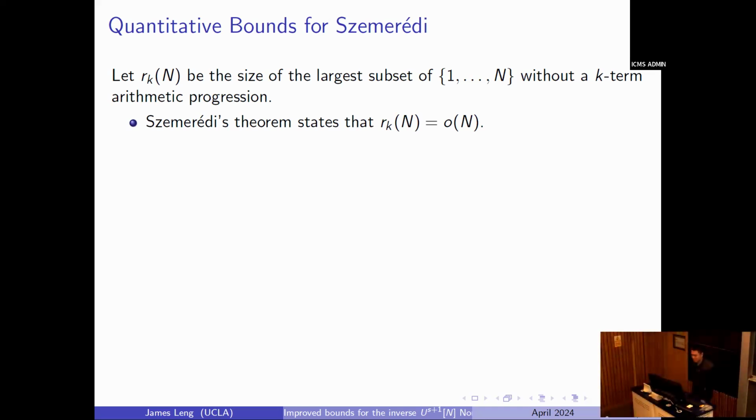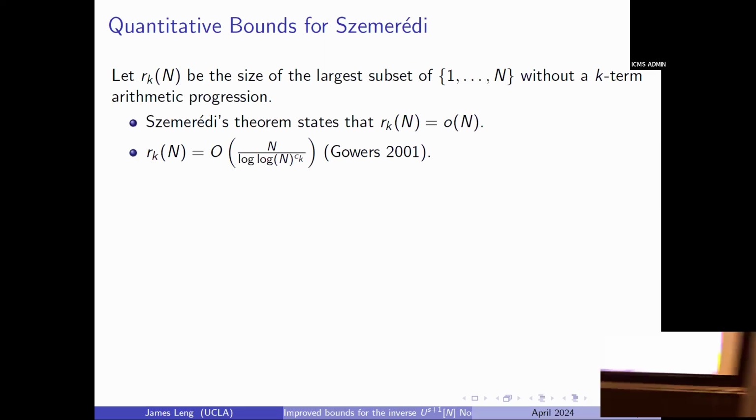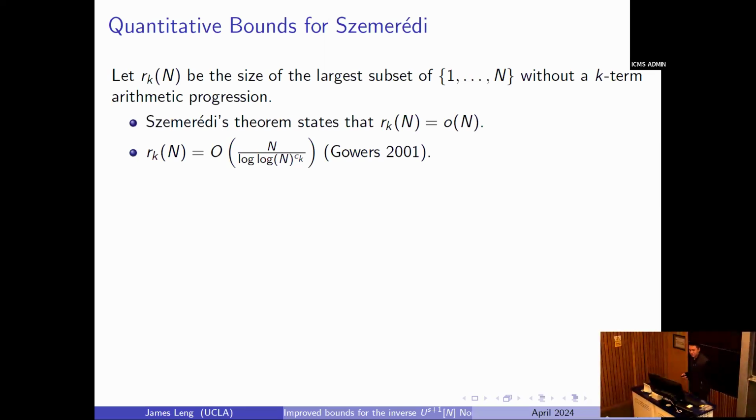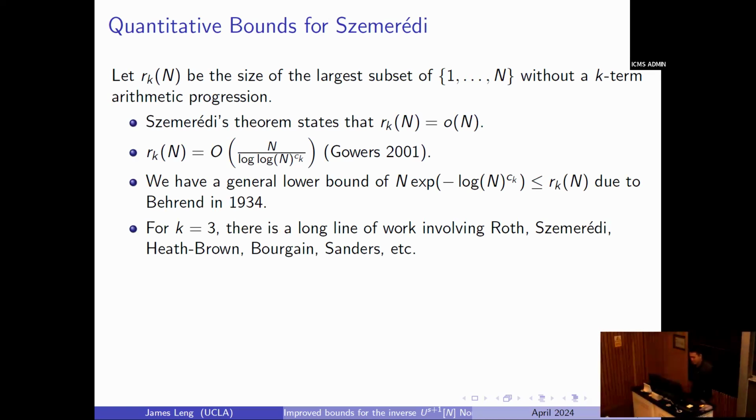Would be a bit more specific. The first quantitative bound in general, or reasonable quantitative bound in general, is due to Gowers in 2001. R sub k of n is n over like log n to some power. In general, we have a lower bound of n times quasi-polynomial in n. This is due to Behrend.